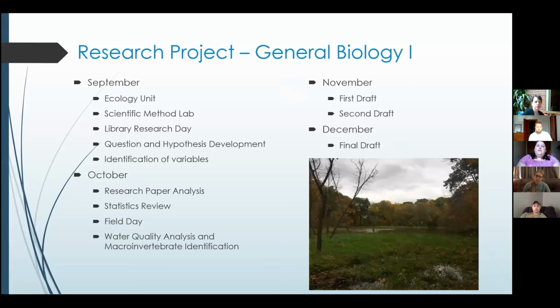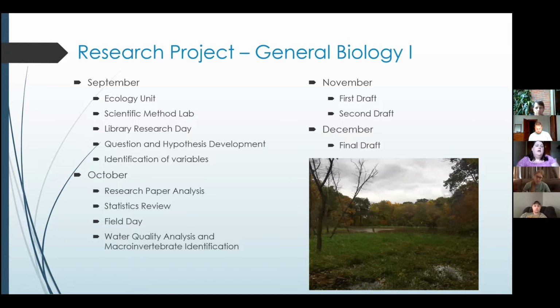So the first time I ran this project would have been in the fall of 2019 in General Biology 1. At that point, we were teaching our ecology unit in Gen Bio 1, and it worked really well in the fall. We have pretty nice weather up through the end of October, and so it gave students plenty of time to get out into the field and do stuff.